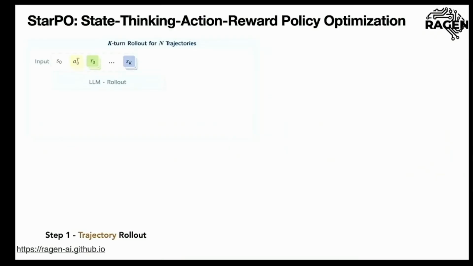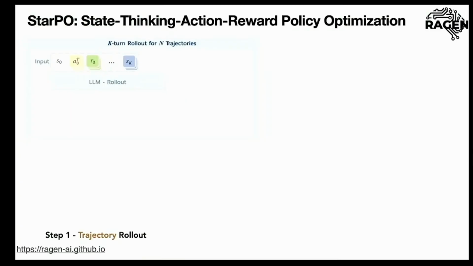So we propose the StarPO algorithm to capture this sequence-based learning, where the model learns directly from the state, thinking, action, reward sequence rather than just trying to predict a single answer. To learn this, we ask the model to observe the entire trajectory to get a cumulative reward to decide whether the trajectory is good or not.